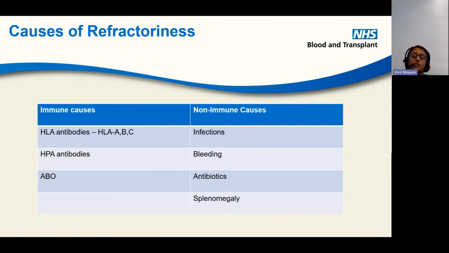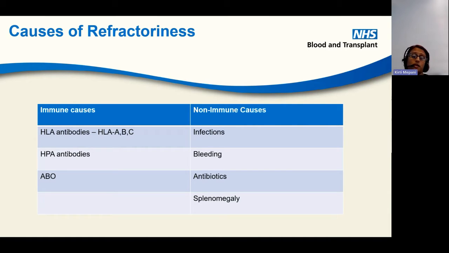Amy has gone through this slide, so I'm not going to dwell on it too much. But again, you've got non-immune causes and immune causes. From an H&I point of view, we really want to be looking at the immune causes. The non-immune causes should have been ruled out by the hospitals before samples are sent to the laboratory. The main cause of refractoriness that we see in our patients is really due to HLA antibodies, in this case HLA A, B, and C, which is what we will test for.